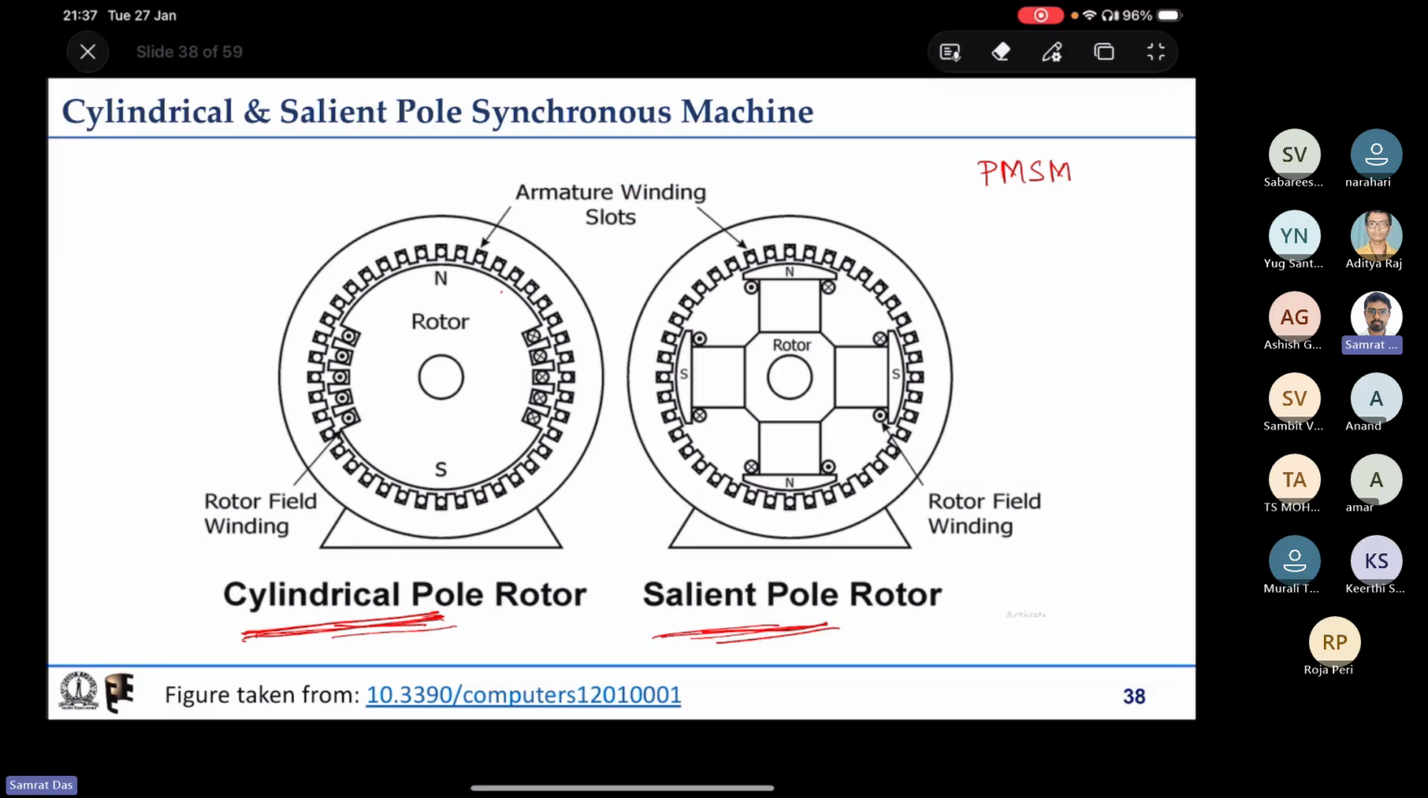As we understand that, we will also understand the benefits that we can get out of a PMSM compared to a wound rotor synchronous machine. So what do we need to get? We need to get a stationary magnetic field from the rotor. We can produce that either by putting some coil and passing some constant DC current through it, or we can simply put a permanent magnet.